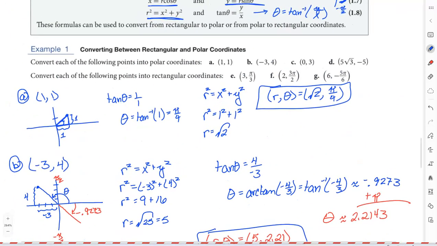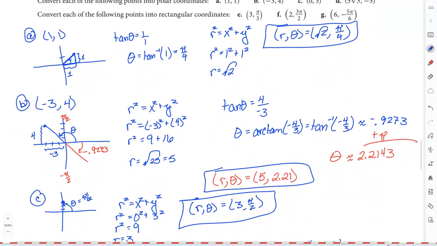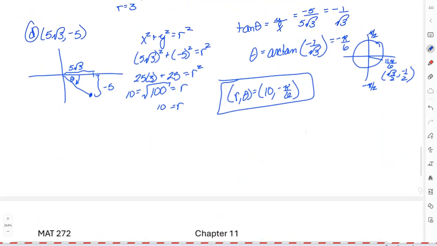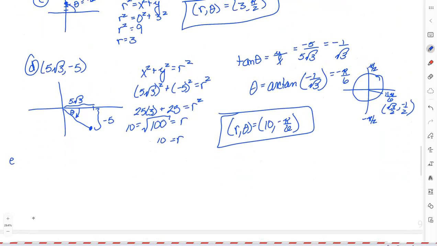The next set of problems is asking us to go from rectangular, I said from polar to rectangular. So we just went rectangular to polar. Now let's go the other way. So E is asking us what is the rectangular form of the point when the point is 3, pi over 3. Remember that's equal to r theta.